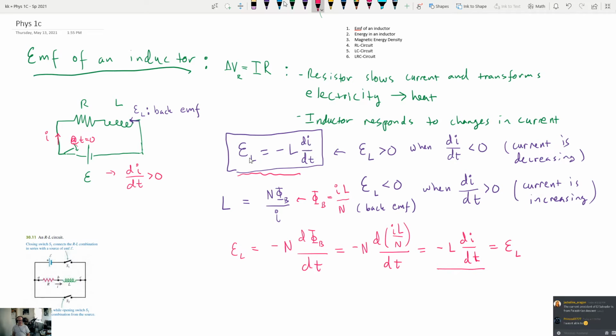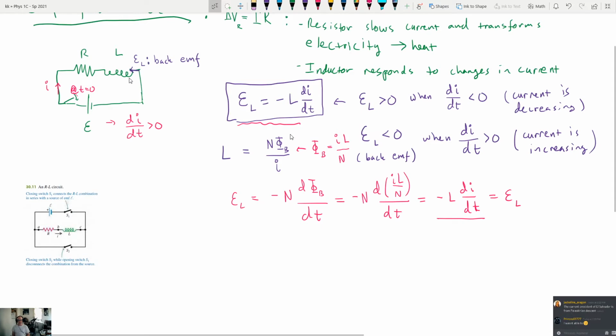That means that, so I drew one of the scenarios. Let's draw the other scenario. The scenario when the current is increasing is you close the switch, there's a current that flows in the circuit, but there's also a back EMF that goes backwards. And that's happening because dI/dt is greater than 0.